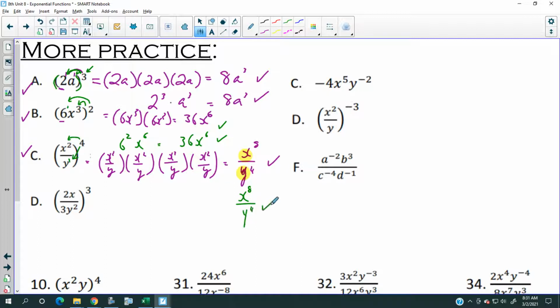Again, like all the other distributive property questions, you can't forget about the other ones. So when you distribute, you got to make sure you distribute to all these values, right? Meaning the coefficient and the two variables. Okay? All right.